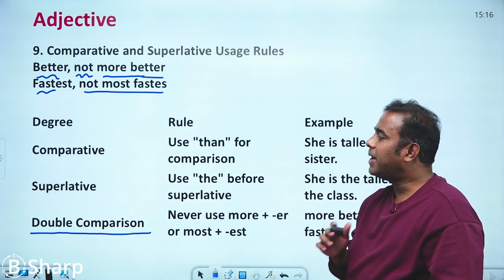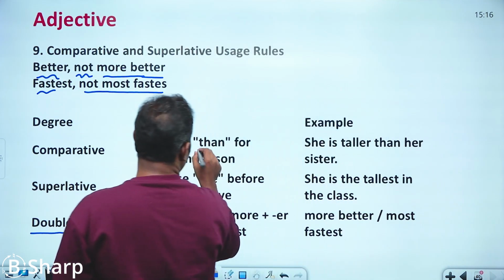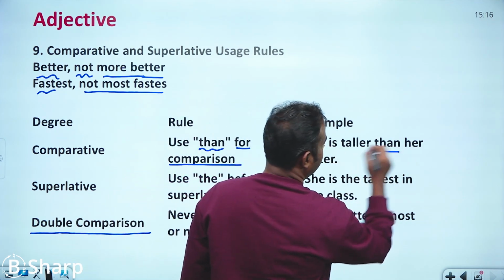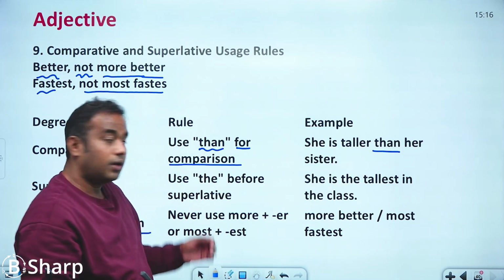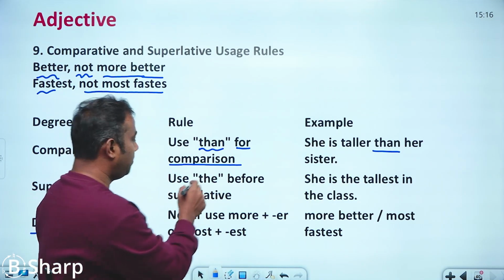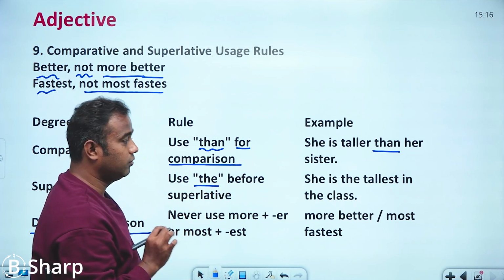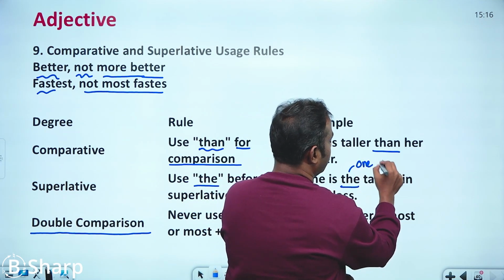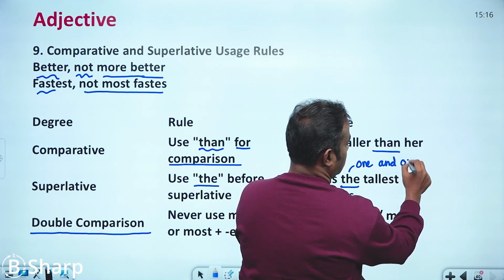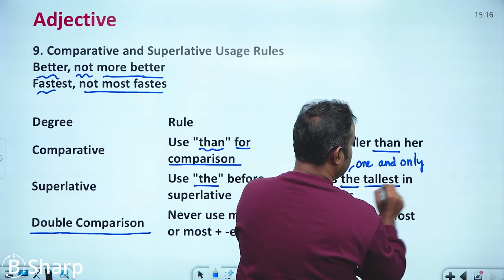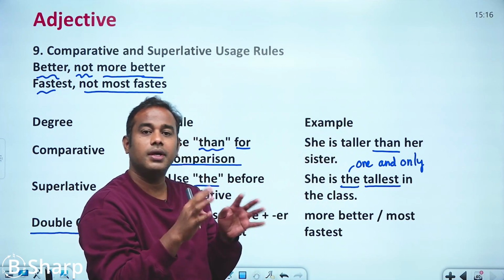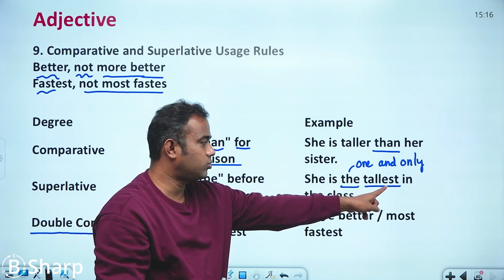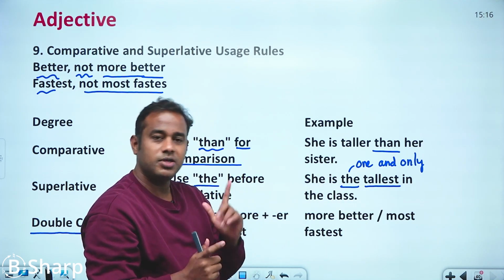Okay, and when you are using the comparative, use than, for example, she is taller than her sister. Whereas whenever you are using superlative, compulsorily you have to use the before the superlative, because the refers to, as I said, one and only. Superlative means you are taking the whole quantity and then mentioning only 1%. That's the reason why you have to use the article in front of the superlative degree of an adjective. So please keep this point in mind.